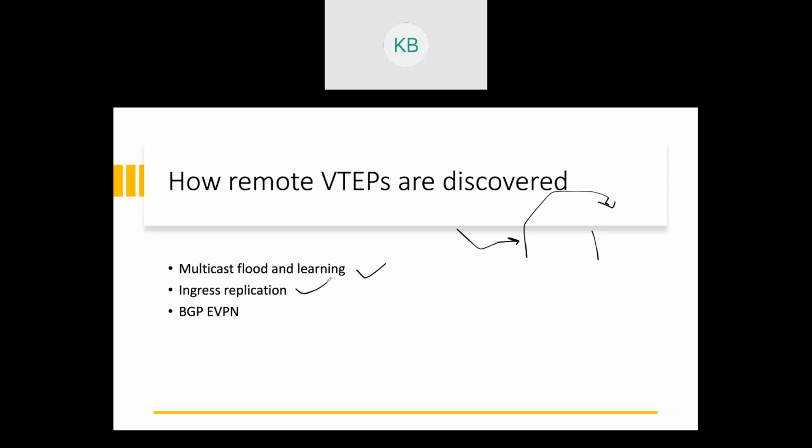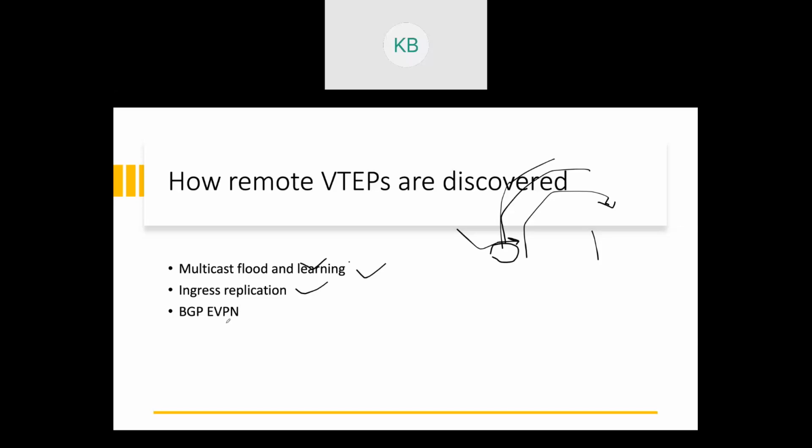Ingress replication is basically, if you don't use multicast, then you will need to do the head-end replication, and you have to send each copy of the packet to all the VTEPs. So you have to send one copy to VTEP 2, one copy to VTEP 3. But think about it, if you have 100 VTEP switches in your network, this is going to be a nightmare. So you don't really do that. That's the reason it is very important to have multicast working and to make sure that you are doing the flooding using multicast if you need to flood.